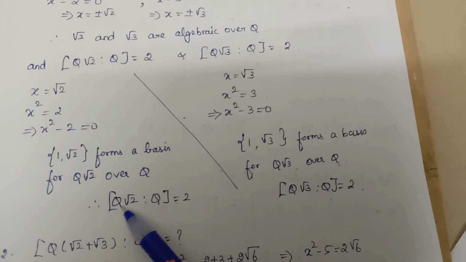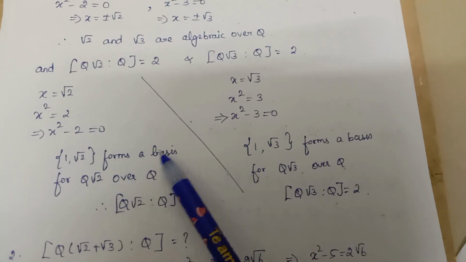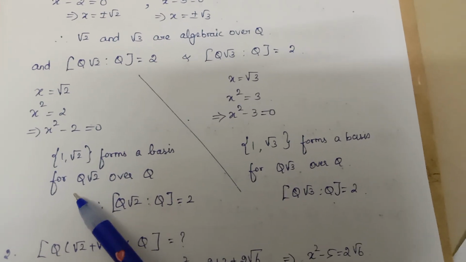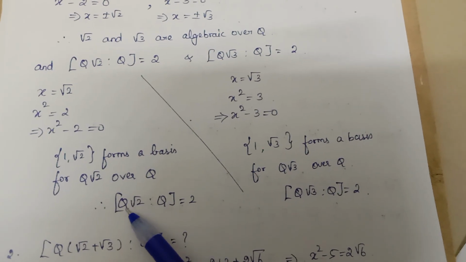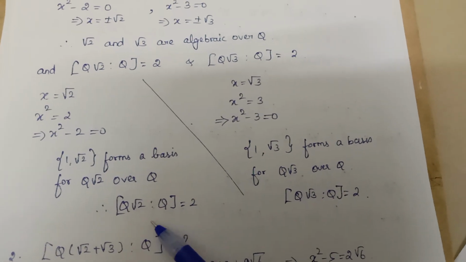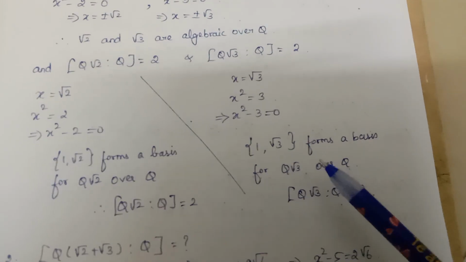See, this is Q(root 2), no? Then 1 comma root 2 forms a basis, right? Therefore, the basis means what? Dimension of Q(root 2) over Q is equal to 2. In this way also you can find out. Similarly for root 3, right?